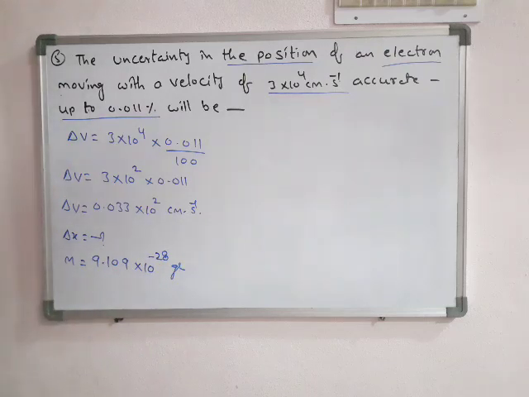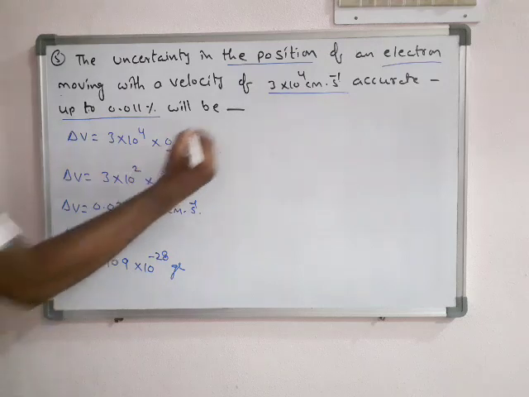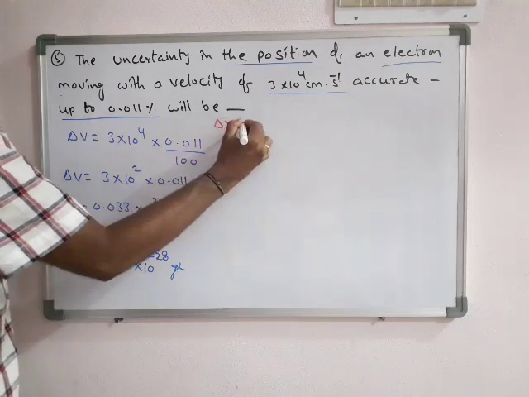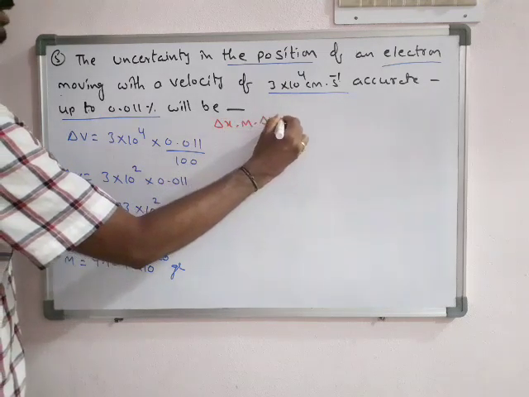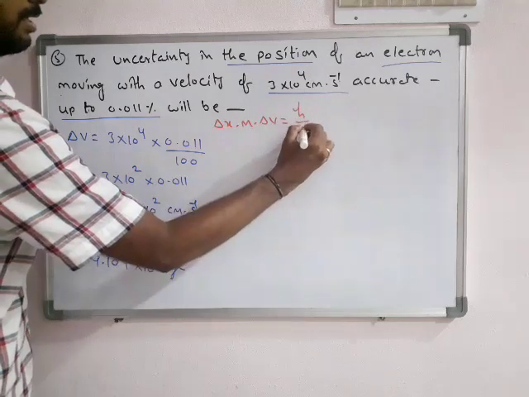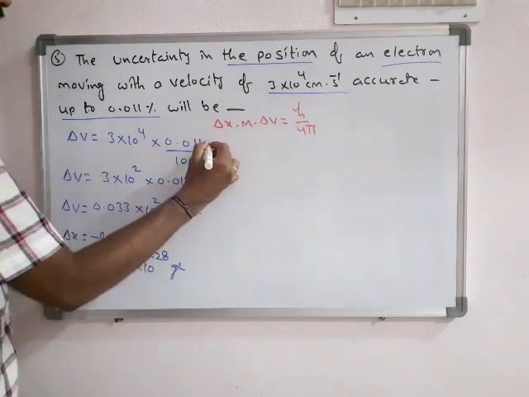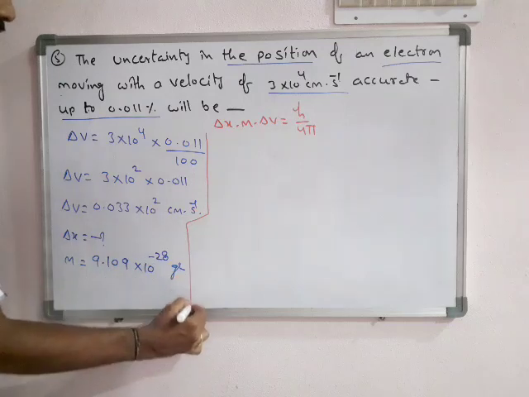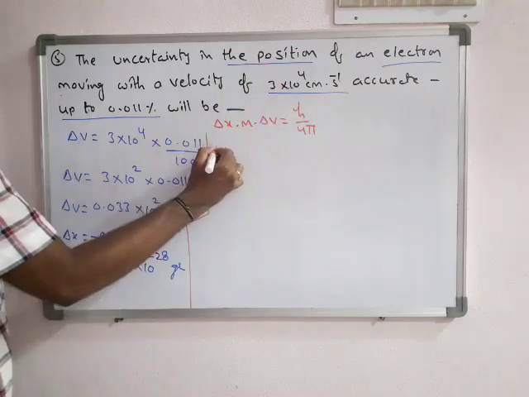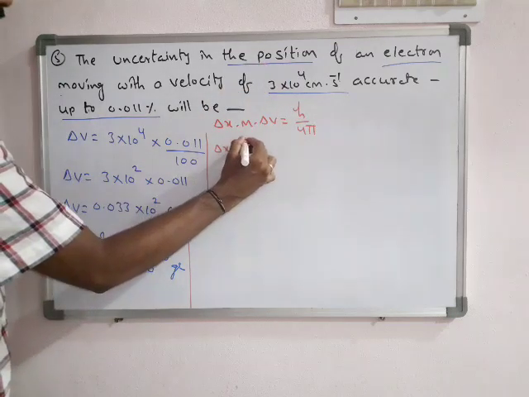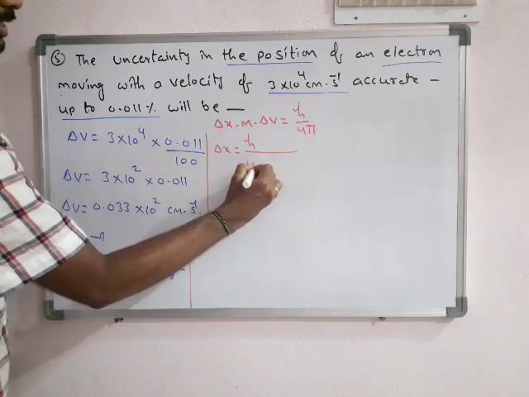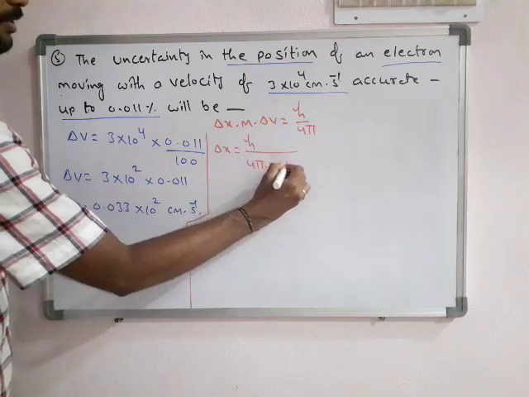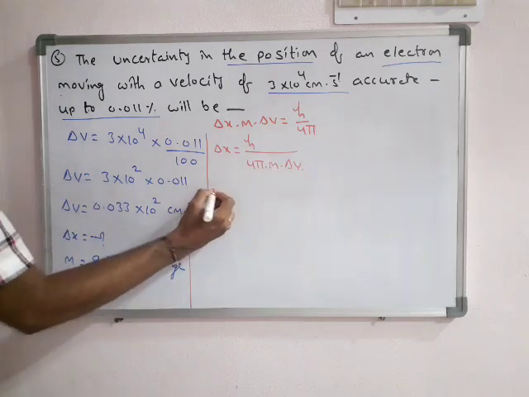Minus 28 grams. Now substitute the values. So what is the formula? Delta x into m into delta v is equal to h by 4 pi. So we need to calculate which one? Position. That is delta x equals h by 4 pi m into delta v.